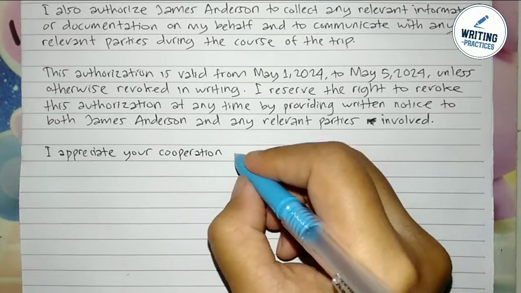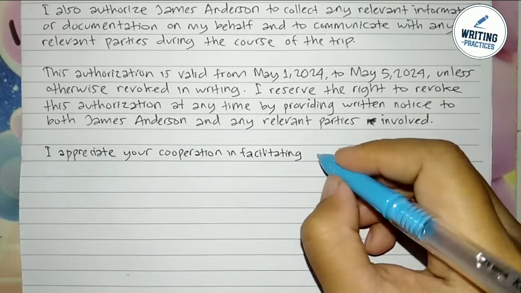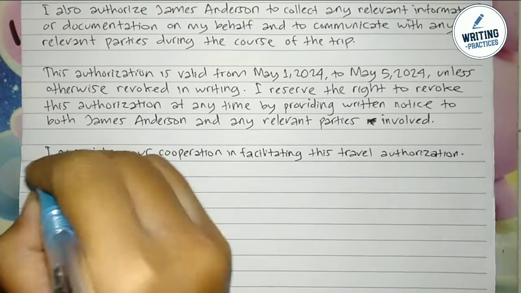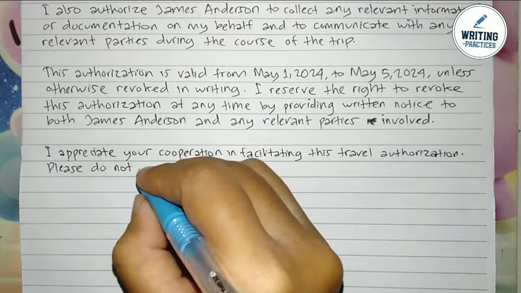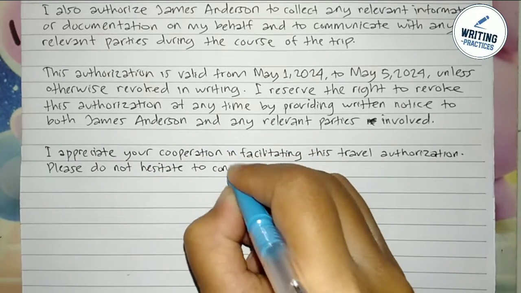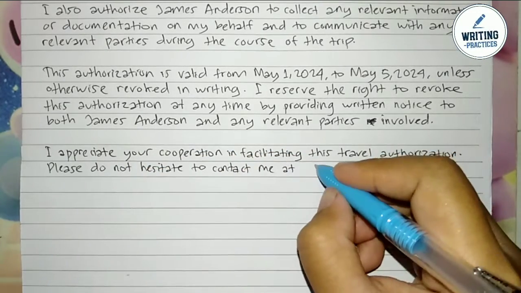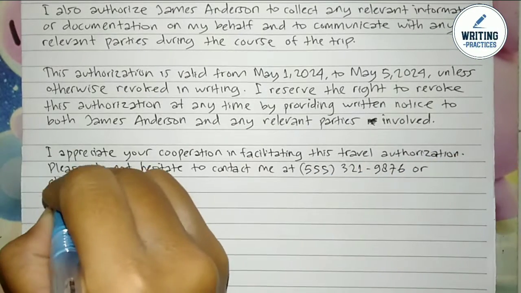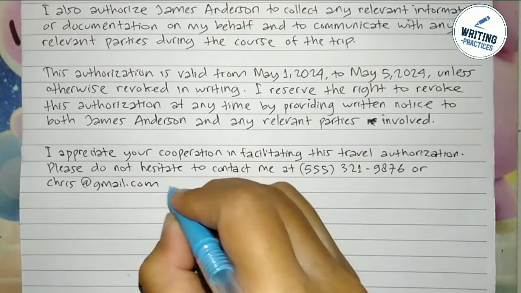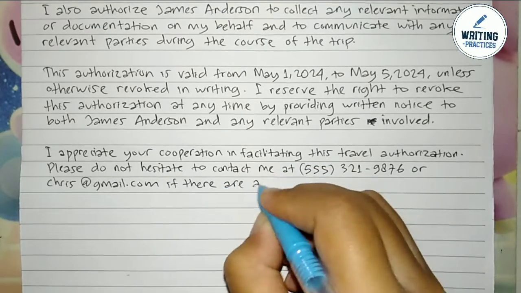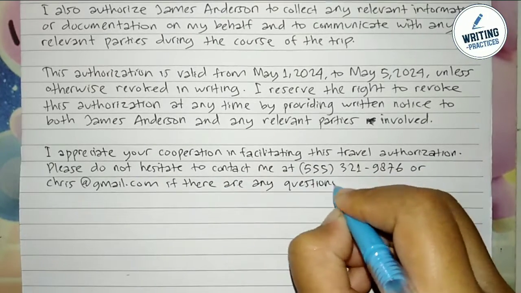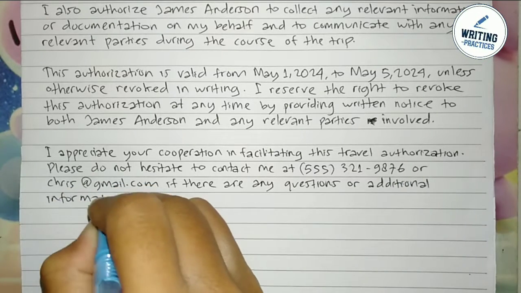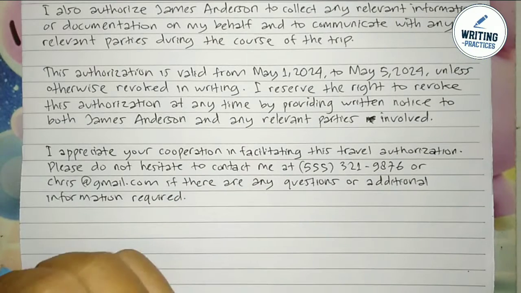Yes, you can express your appreciation for the recipient's cooperation. Simply, you may write something like, I appreciate your cooperation in facilitating this travel authorization. And then, invite contact for questions or additional information. By this means, you must write down your contact information like phone number and email address. For example is, please do not hesitate to contact me at 555-321-9876, or chris.evans@email.com, if there are any questions, or if additional information is required.